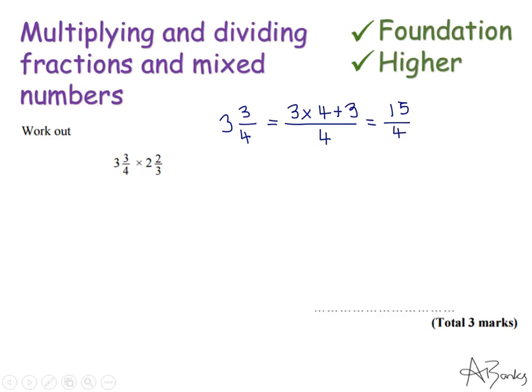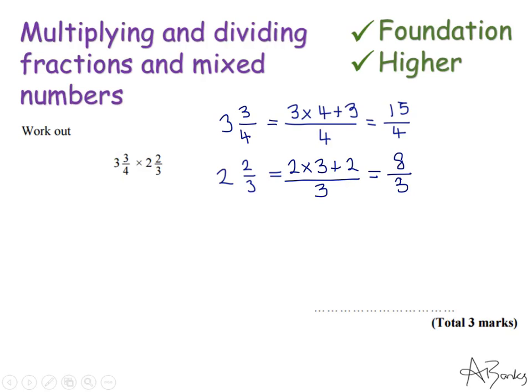And then my second one, 2 2/3. So I'm going to do 2 times 3 and then add on the numerator, which is 2, to get my new numerator, and my denominator is going to stay as 3. So that's 2 times 3, add 2 for my numerator, and the denominator is going to stay as 3. So 2 times 3 is 6, add 2 is 8 over 3, so it's 8/3. So that's those 2 mixed numbers written as improper fractions.